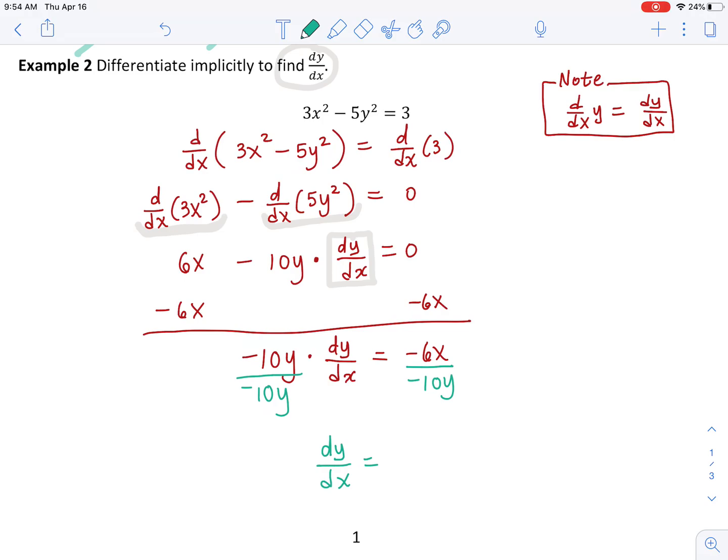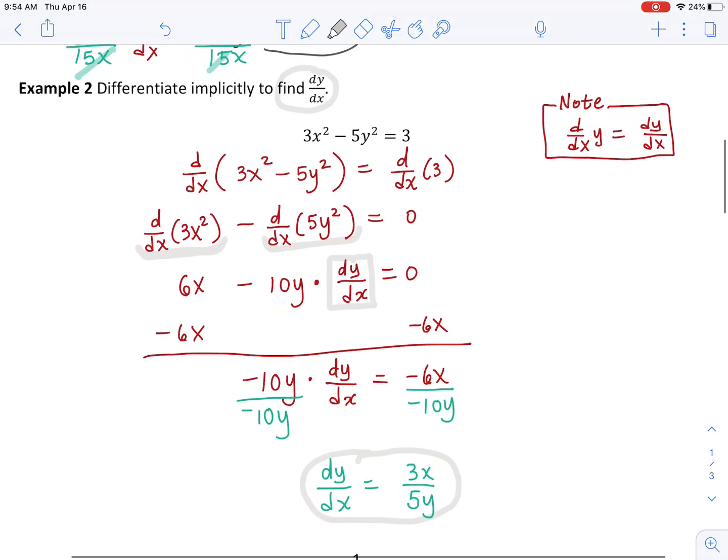dy/dx is, now let's simplify this though. Negative 6 over negative 10. Both are divisible by 2. So let me simplify this as 3x over 5y. We got the answer. That's it. And you don't have to plug in what y is to rewrite this completely in terms of x. This is where you can stop.